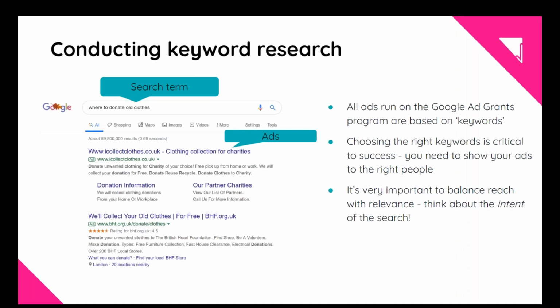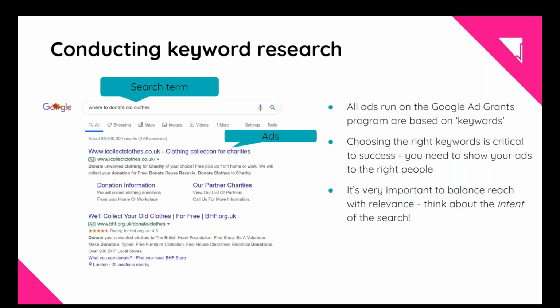Firstly, let's start off with a few tips on how to select the best keywords for your campaigns. This is a process known as keyword research. As I mentioned briefly earlier, all ads run through the Google Ad Grants program are based on keywords. In this example on the screen, someone is searching Google for a place to donate old clothes. They start by typing a query or question into the Google search box. This is what we call a search term. In this case, it's where to donate old clothes.